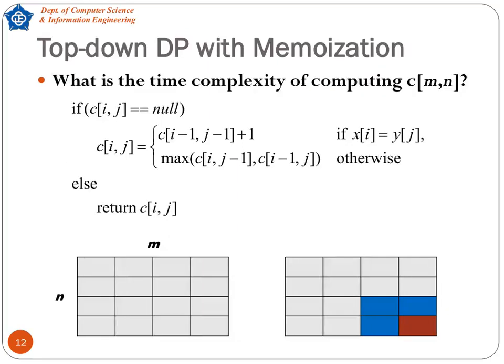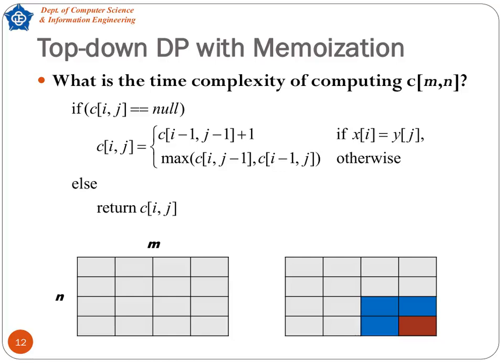Picking up where we left off, this slide walks us through the top-down, memoized dynamic programming approach for finding C[m, n], the length of the longest common subsequence. First, we examine the recursive pseudocode. Whenever we invoke compute(i, j), we check whether C[i, j] has already been filled. If it's still null, we compute it as follows. If x[i] equals y[j], set C[i, j] equals C[i-1, j-1] plus 1. Otherwise, set C[i, j] equals the max of C[i-1, j] and C[i, j-1]. Once we've recorded that value, we return it.